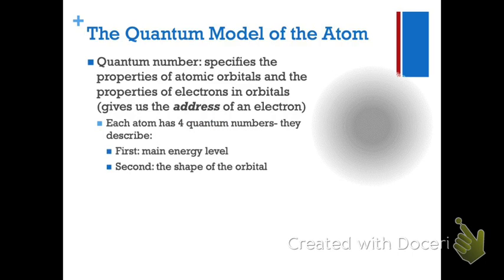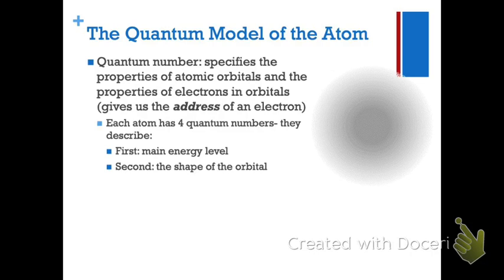We're going to talk about each of these 4 parts more in depth, so you don't have to necessarily get them down now. The second part tells us what shape orbital the electron is in. Is it in an S, a P, a D, or an F orbital? There's only 4 options, only 4 shapes of orbitals. So the first part tells us what energy level or shell it's in, and the second tells us what shaped orbital it's in. That's the first 2 parts.